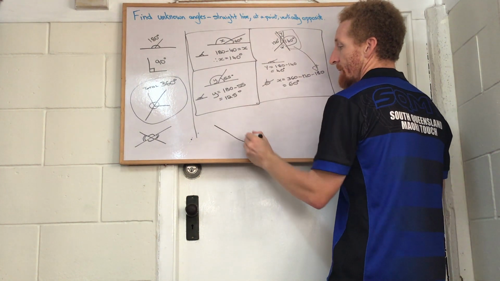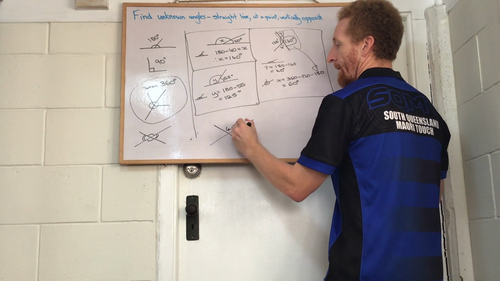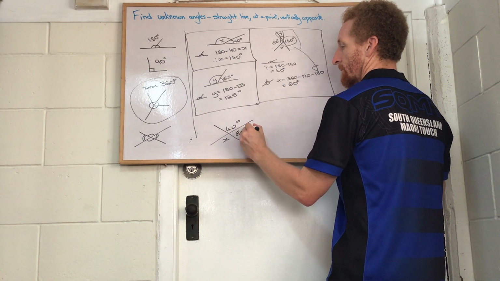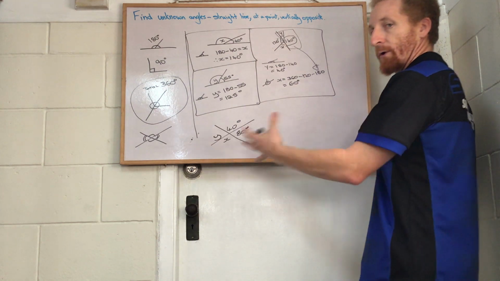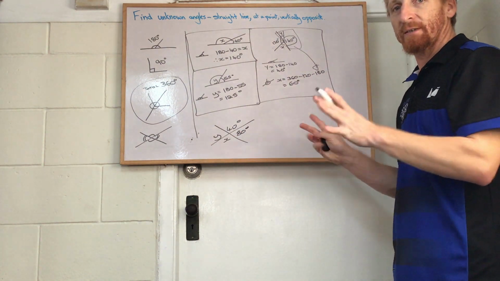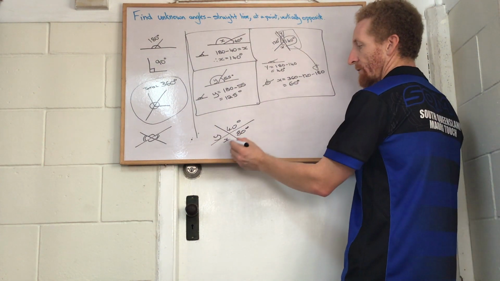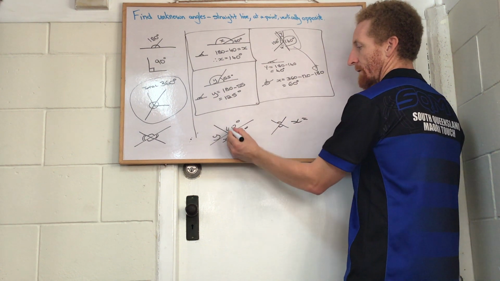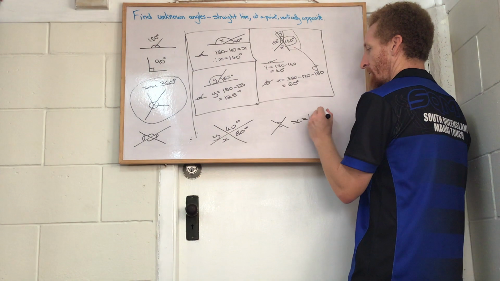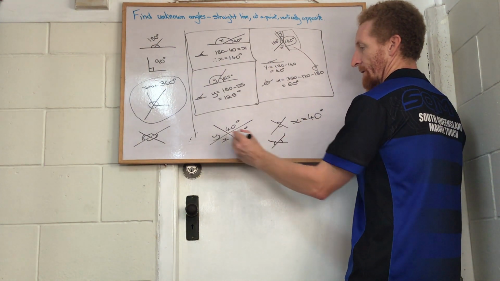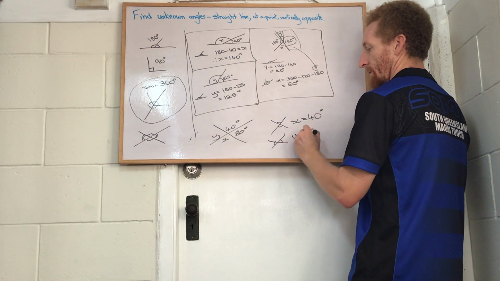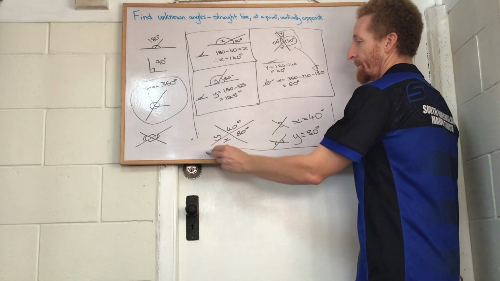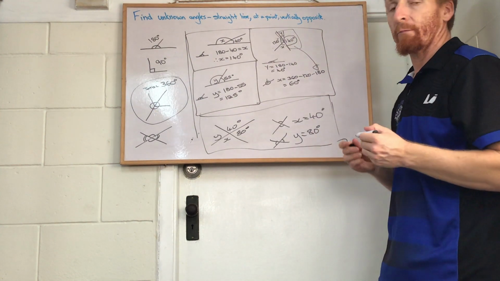So move on to vertically opposite. Don't worry too much of whether they add up to 360, this is just a demonstration. So all we need to write is vertically opposite, x equals 40, and vertically opposite, y equals 80. Okay, pretty simple. It's just a matter of remembering those rules.